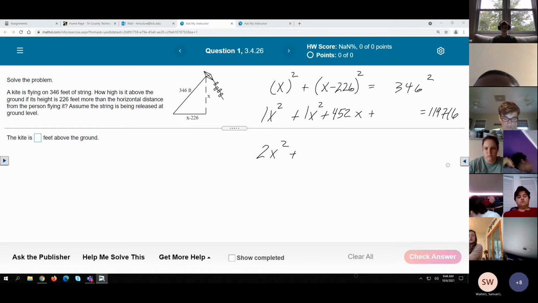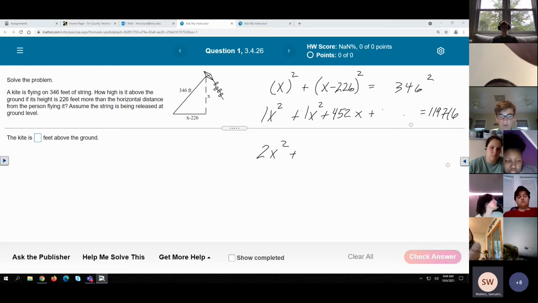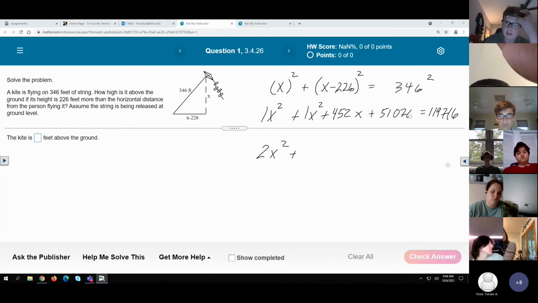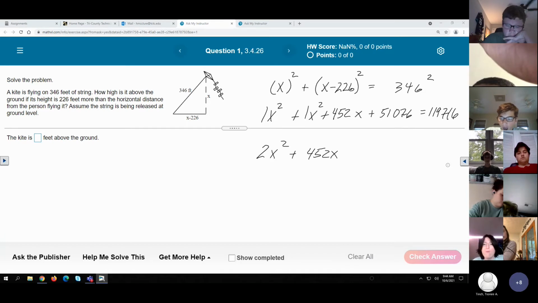Okay, now somebody, okay, the 226 would be right. What was this number? 51,076. Okay. And 2x squared plus 452x. And then somebody subtract 119,716 from 51,076. 68,640.